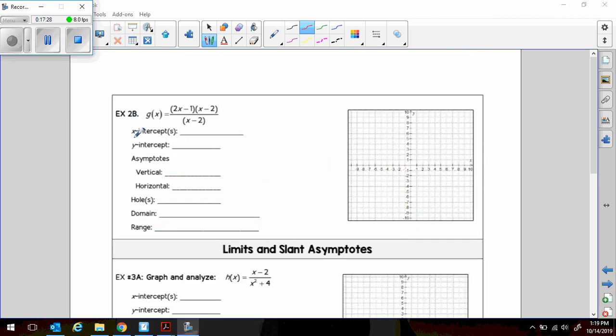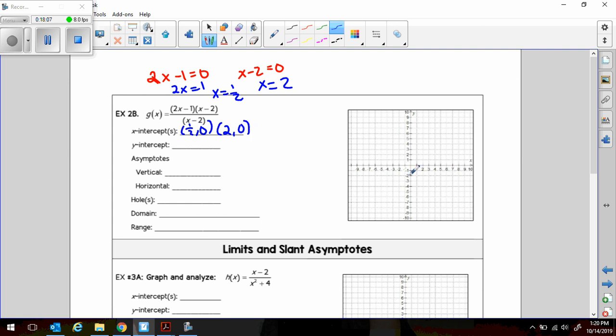So when we're trying to find the x-intercept, we set our function equal to 0. That only happens when the numerator equals 0. So we have 2x minus 1 equals 0. Since they're factored for us, we can set each one equal to 0. x minus 2 equals 0. When I solve this, I'm going to add 1 to move it over. 2x equals 1, divide by 2, x equals 1/2. And also I'm going to move the 2 over, adding it, x equals 2. So my x-intercepts are going to be at positive 1/2, 0, and 2, 0.